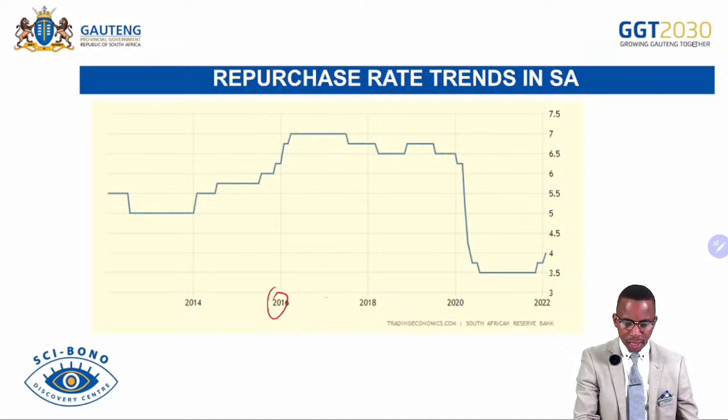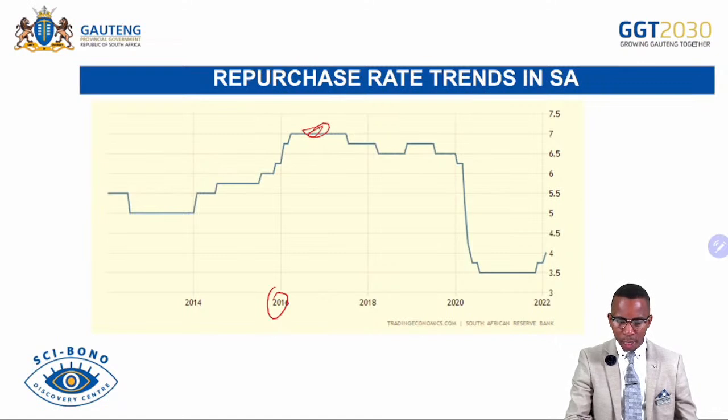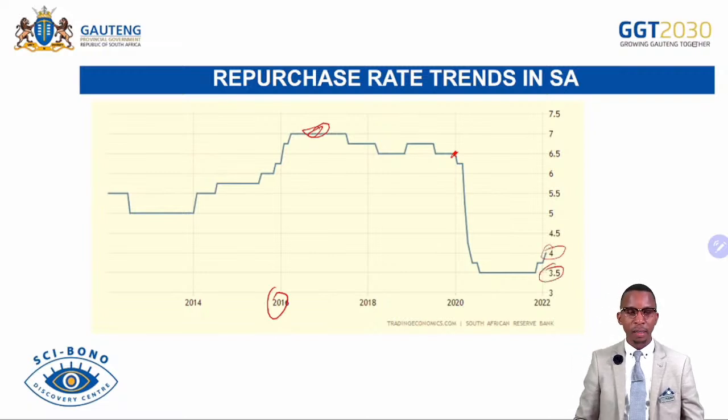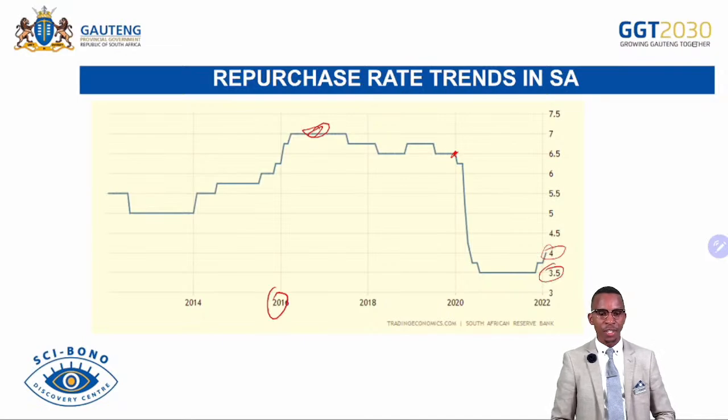But check 2017, there is the interest rate. It was at the highest, which is 7%. And then you go down up to 2020, the interest rate was 6.5% there. And then you go straight to 2022. Interest rate started at 3.5 and then it's now at 4%. Those are the trends of the interest rate.